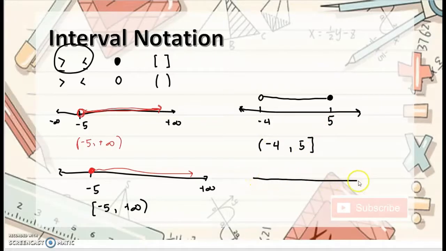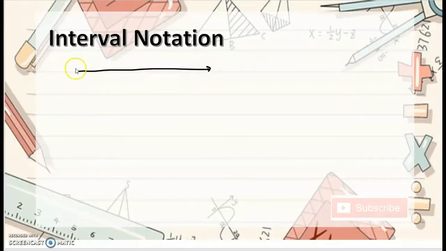Another example would be this one. Let's say this is negative 6 to positive 7. So this is solid, this is hollow. Then we connect it here. So we use a square bracket here. This is negative 6, then until 7, then parentheses.